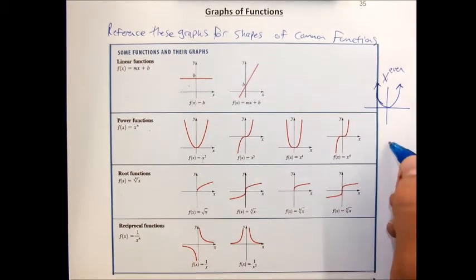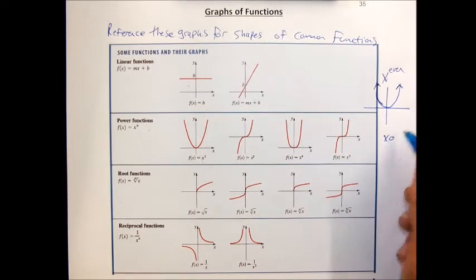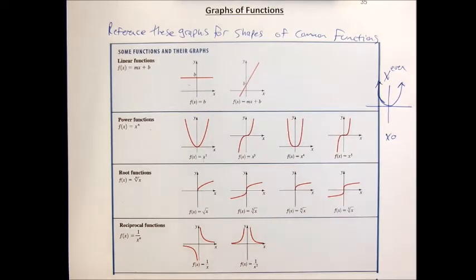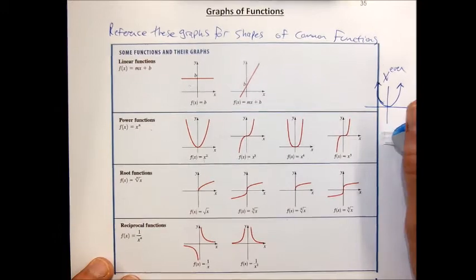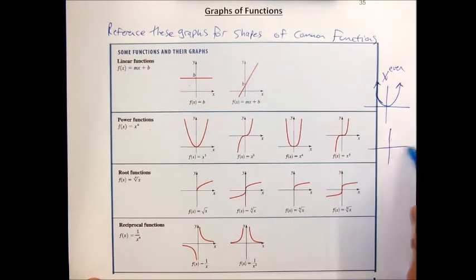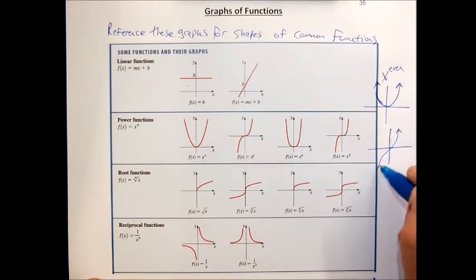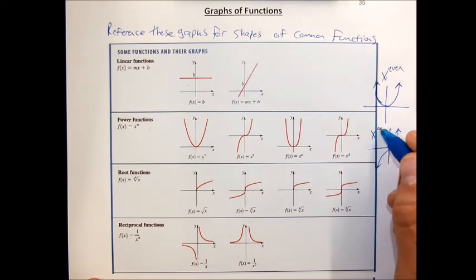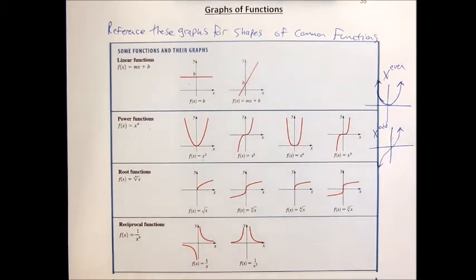And in general, x raised to an odd power is going to have the other kind of shape. And so that's what you should be taking away from this second row. X to the odd power looks like that. Okay? And we get a similar kind of thing in the next row.